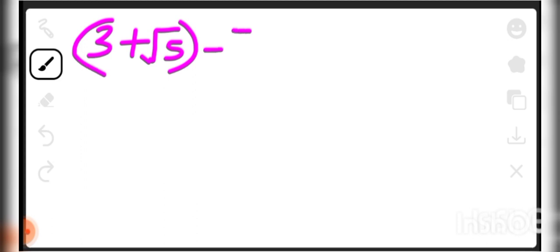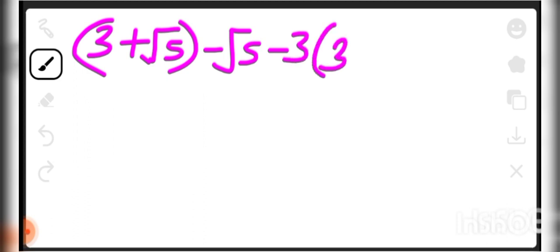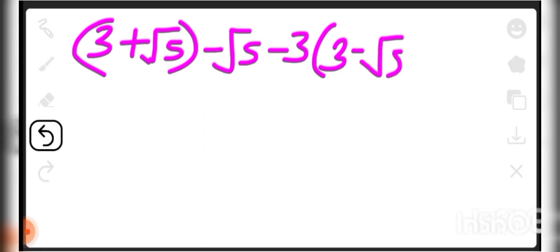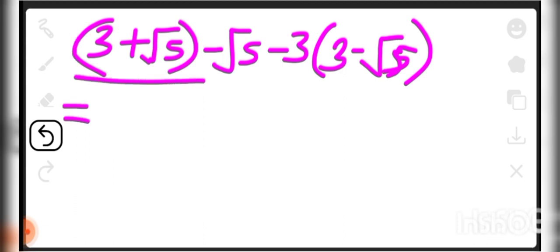Now let's say we have 3 plus root 5 minus root 5 minus 3 bracket 3 minus root 5. So let's see how we are going to do this. The first thing, let's open the bracket. Check, there's nothing here. So there's going to be 1. If 1 multiplies everything here, it remains the same. That is 3 plus root 5.